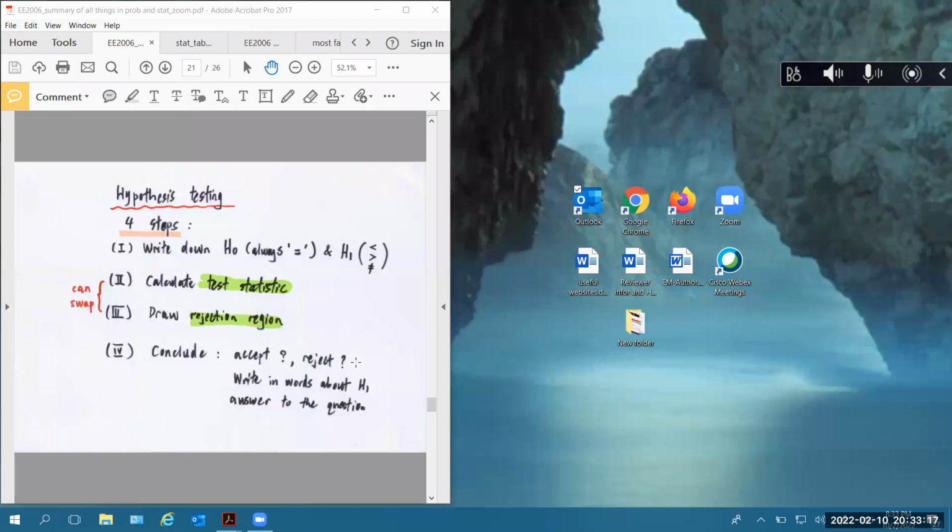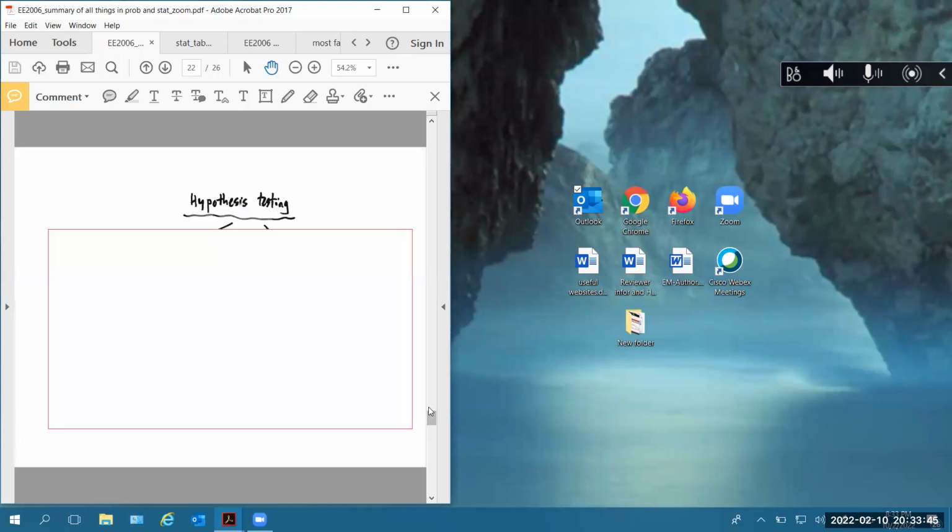And then not just like that, we want to write something about H1, in words. Usually the question will ask something, right? So here we need to answer the question. Right, let's go to the next page.